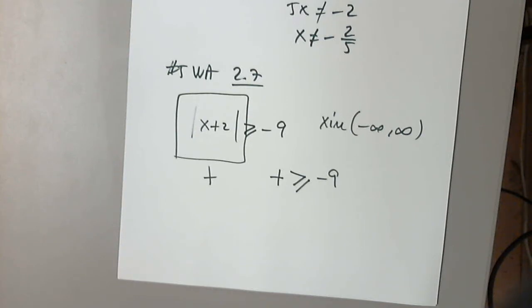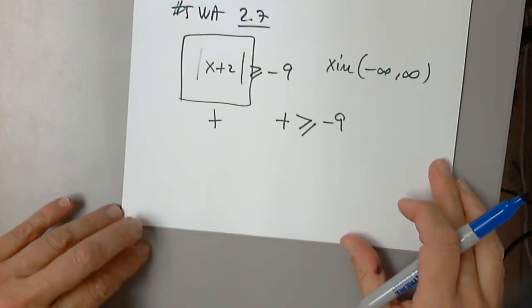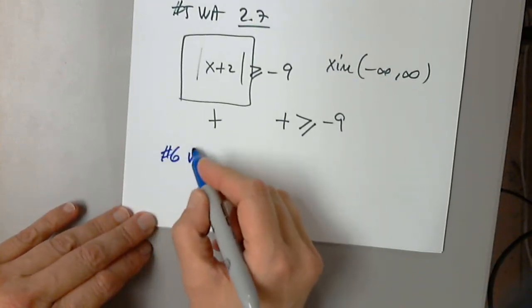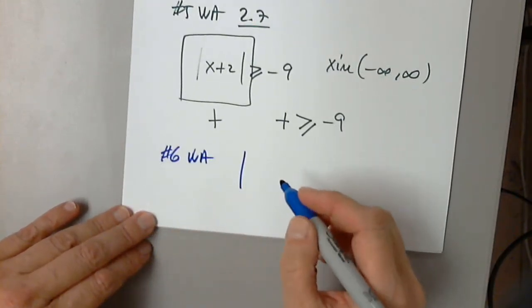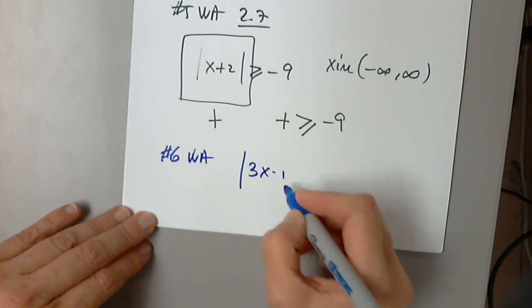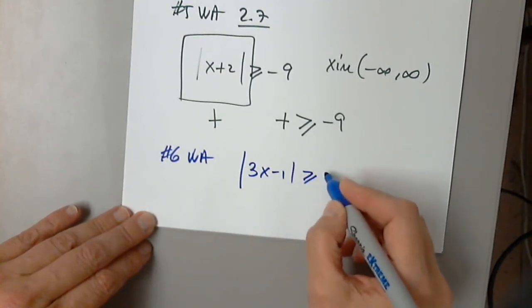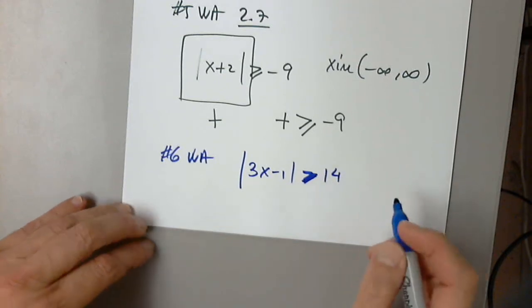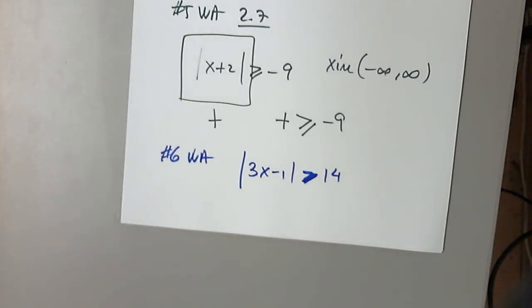I have a problem. Yes, on the other side. Number 6, it's the absolute value of 3x minus 1 is greater than 14. Just greater than. Good. Okay. Have you looked at the problems we did in class? Excellent. So it means that we need help on this one.